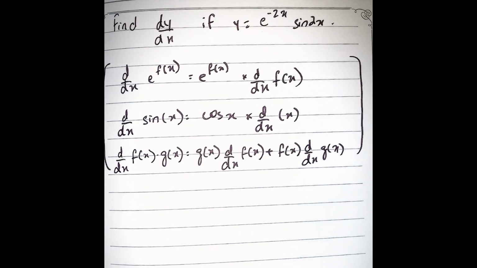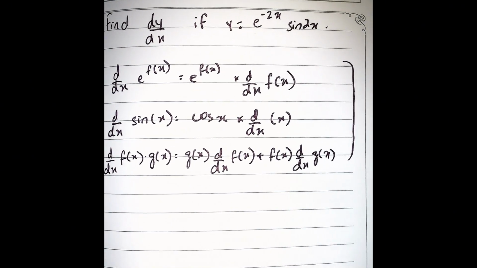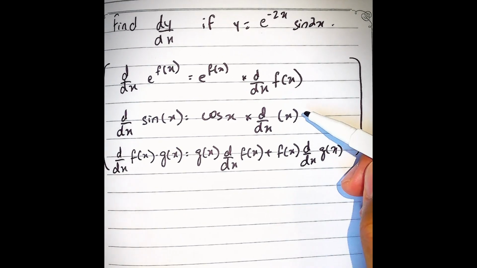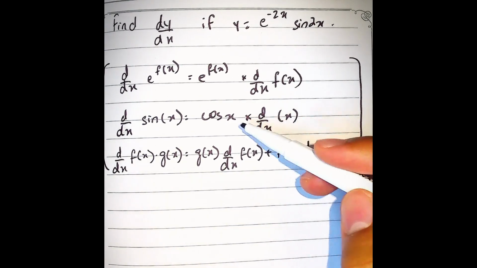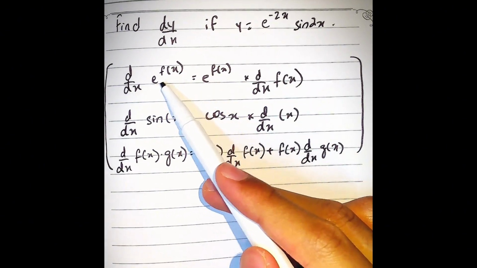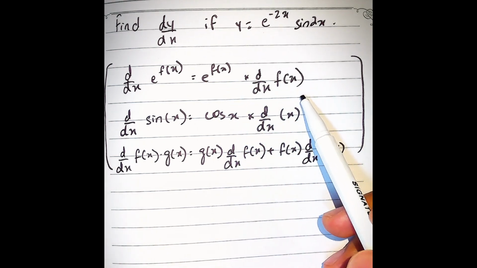Okay, so guys, in this video we have to find the derivative of y = e^(-2x) sin 2x. All of the formulas which we need to solve this question are written over here. Let me go through these formulas first of all. If you have e and a function in the exponent, you can find the derivative of e^f(x) as e^f(x), and then you have to take the derivative of the function.